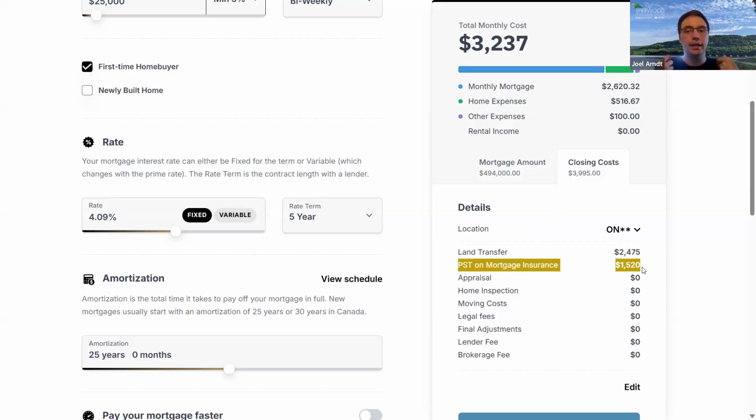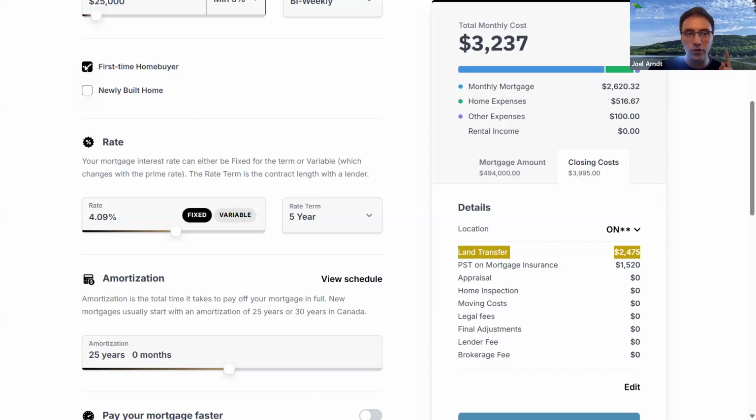That is an out-of-pocket expense on closing day. So when you're calculating how much funds you have available for down payment and closing costs, make sure you have something ready for the sales tax on mortgage insurance. That's really easy to calculate. I can help you out with that anytime. Obviously, this calculator does it for you as well. Land transfer tax is another important one. As a first-time home buyer, you receive a $4,000 rebate on this land transfer tax.